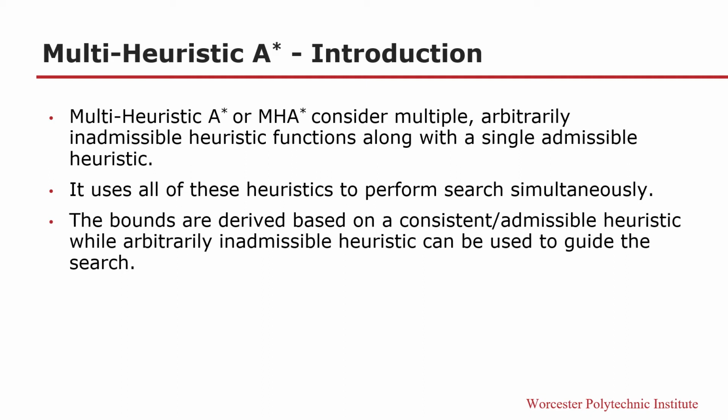So multi-heuristic A star considers multiple arbitrarily inadmissible heuristic functions to perform the search, and it also uses a single heuristic function to ensure that the algorithm is complete. Now it uses all of these heuristics to perform search simultaneously. The inadmissible heuristics guide the search through the depression region, and it will make the convergence faster because normally a single heuristic function may get stuck in the depression regions.